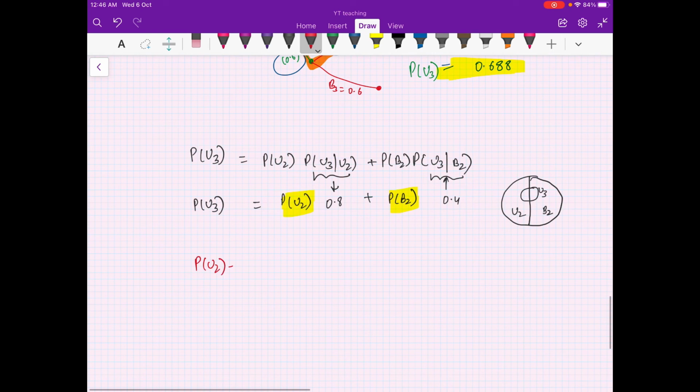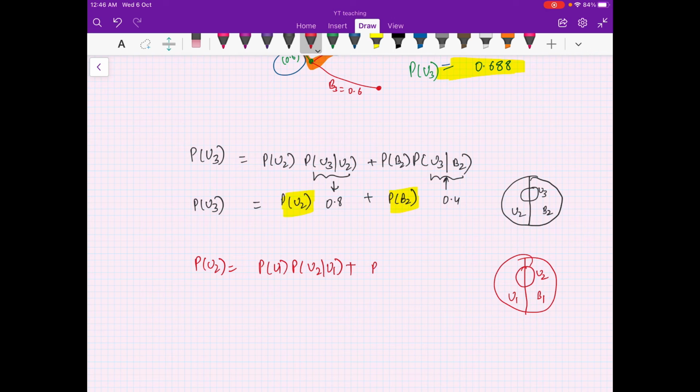Probability of U2, now you can assume that you have U1 and B1 and this is your U2, right? So you can write probability of U2 as probability of U1 into probability of U2 given U1 plus probability of B1 into probability of U2 given B1. Right, now this probability is again 0.8 and this probability is 0.4. So you get probability of U2 as probability of U1 into 0.8 plus probability of B1 into 0.4.